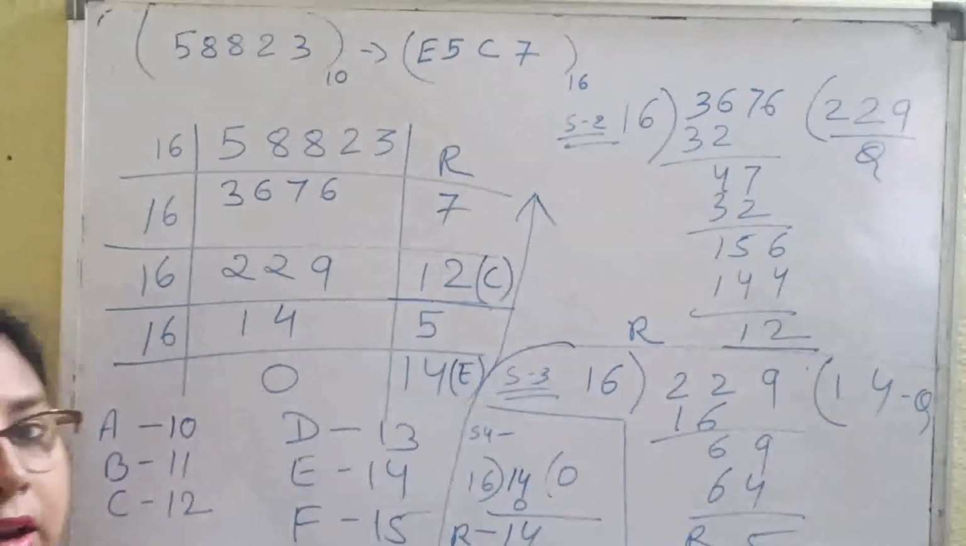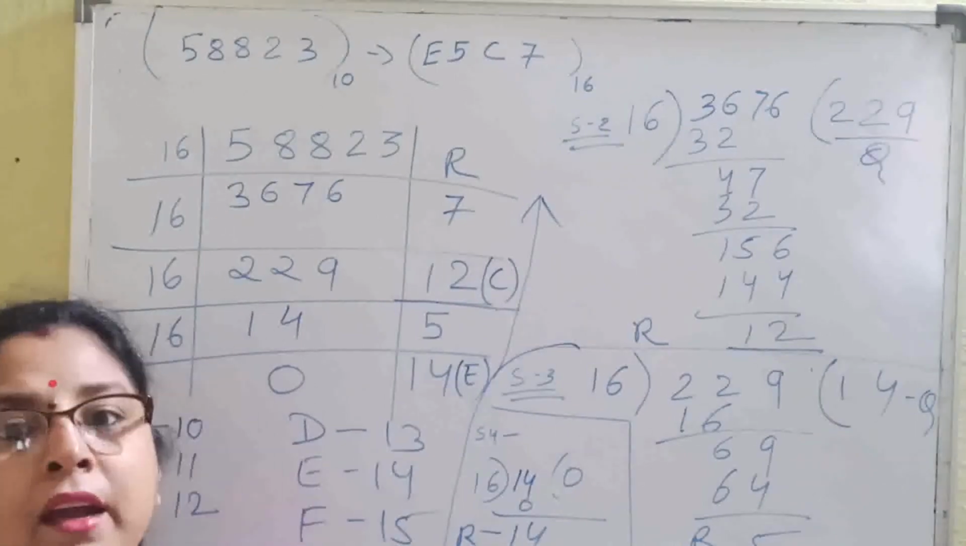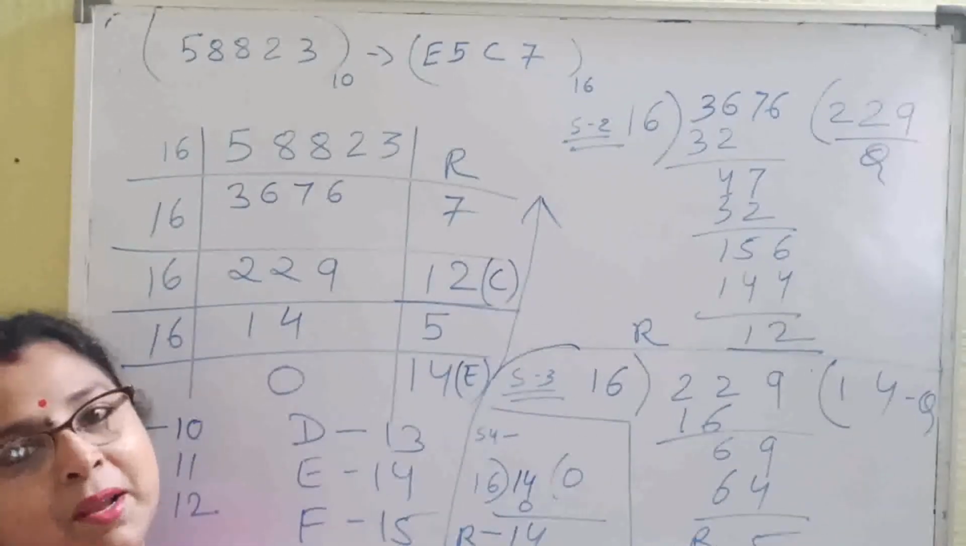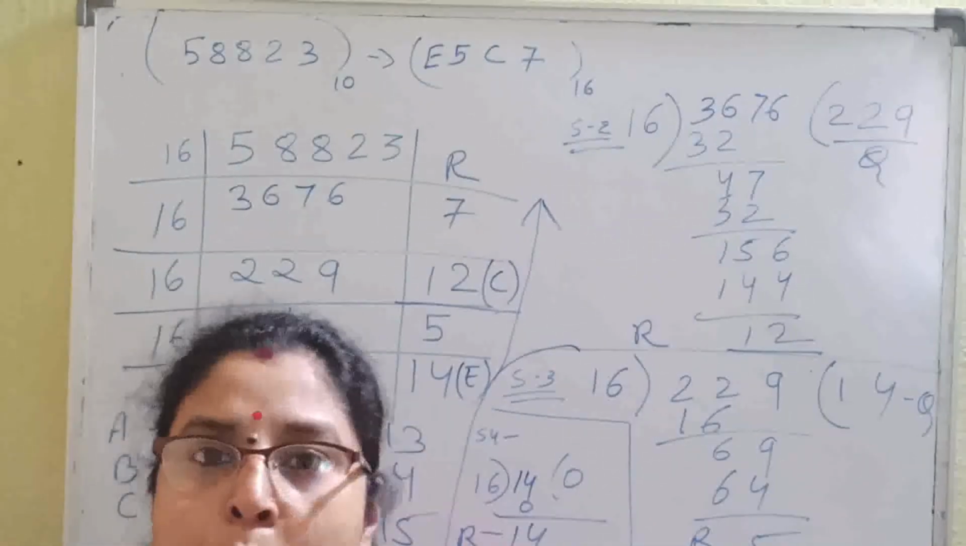Now this is all about conversion from decimal to binary, from decimal to octal and from decimal to hexadecimal number system. Students, in the next video you will learn 3 more conversions.